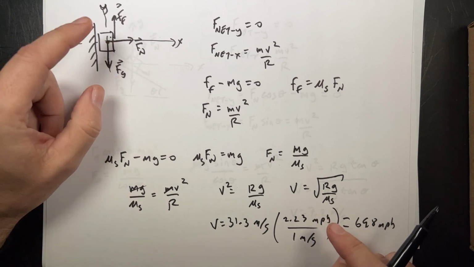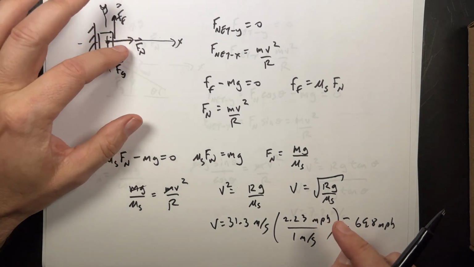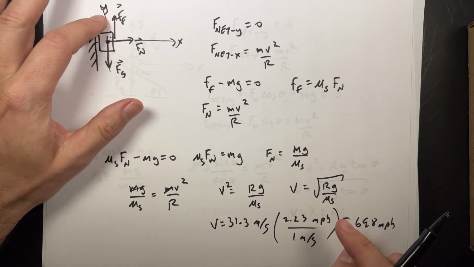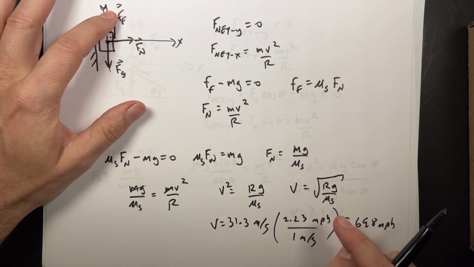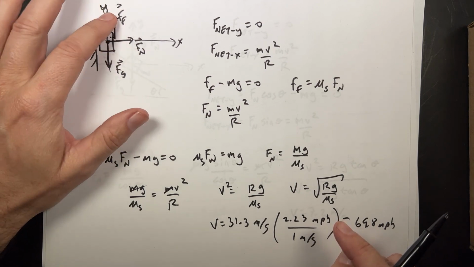What if you go too fast? You can go as fast as you want. As you go faster and faster, this frictional force won't get any larger, because that was the maximum. We're using the maximum friction force. It can be smaller than that. So if the normal force increases, that just gets smaller.